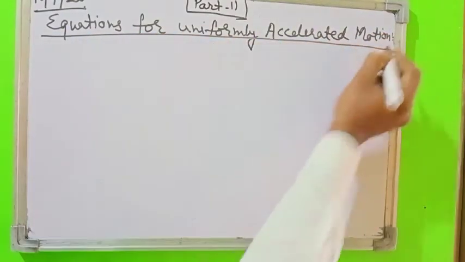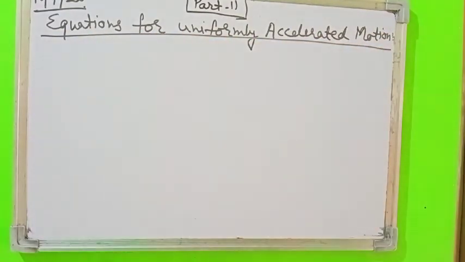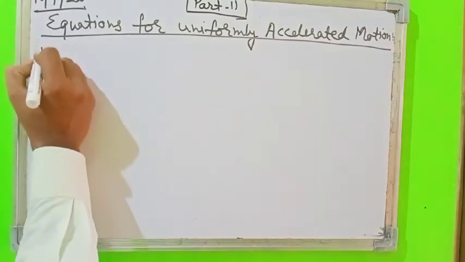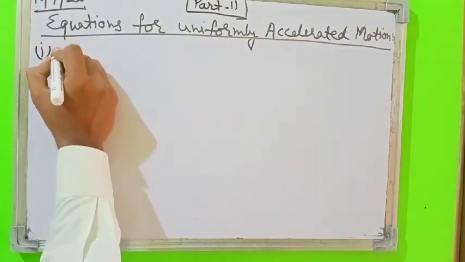Equations for uniformly accelerated motion, and in this we will discuss the velocity time relationship, position time relationship, and position velocity relationship. First we discuss the velocity time relationship.